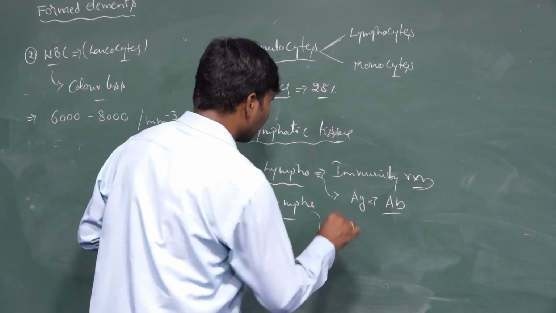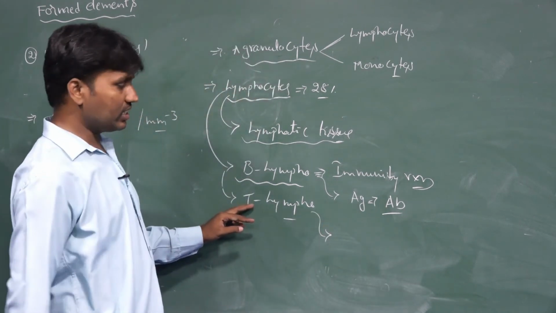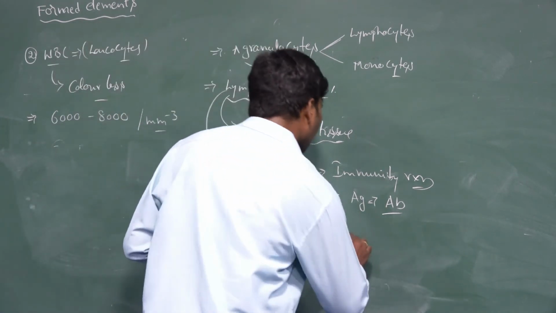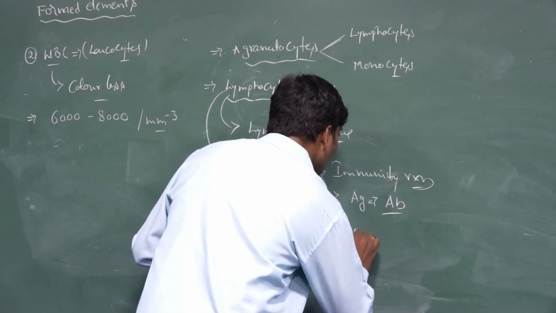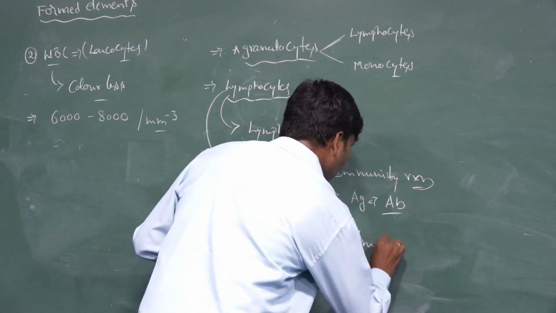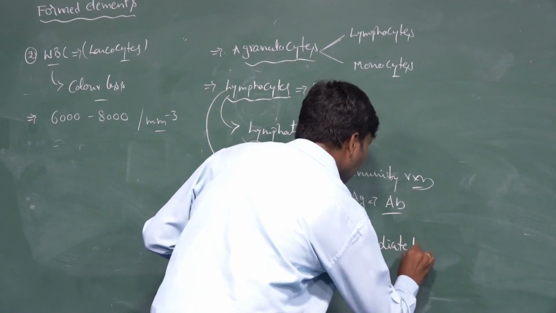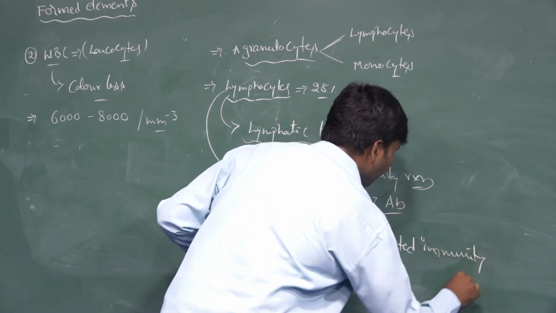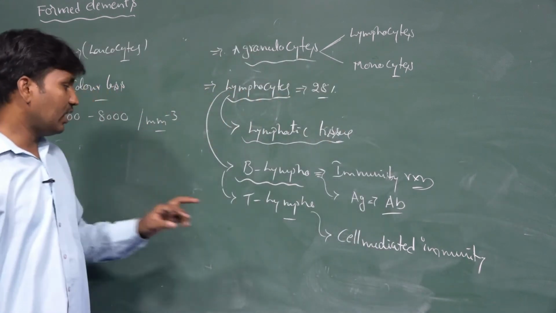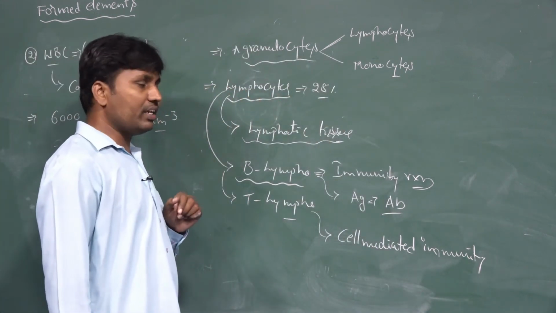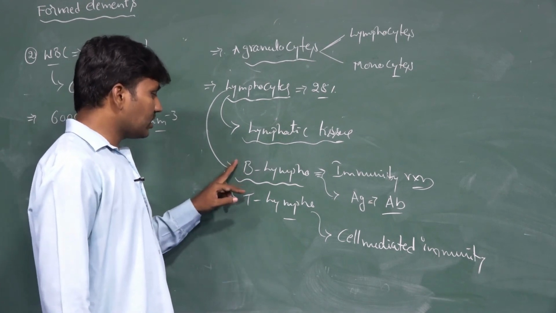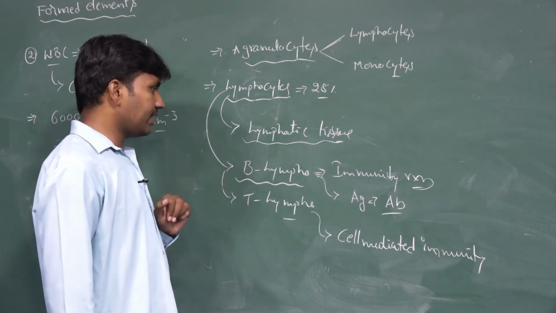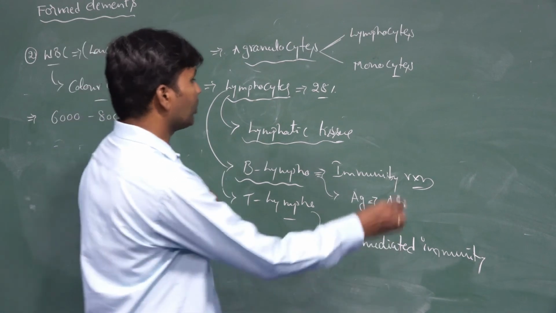And the T lymphocytes are thymus lymphocytes. They are involved in cell mediated immunity. T lymphocytes also help the B lymphocytes. So like this, two types of cells are present among the lymphocytes.